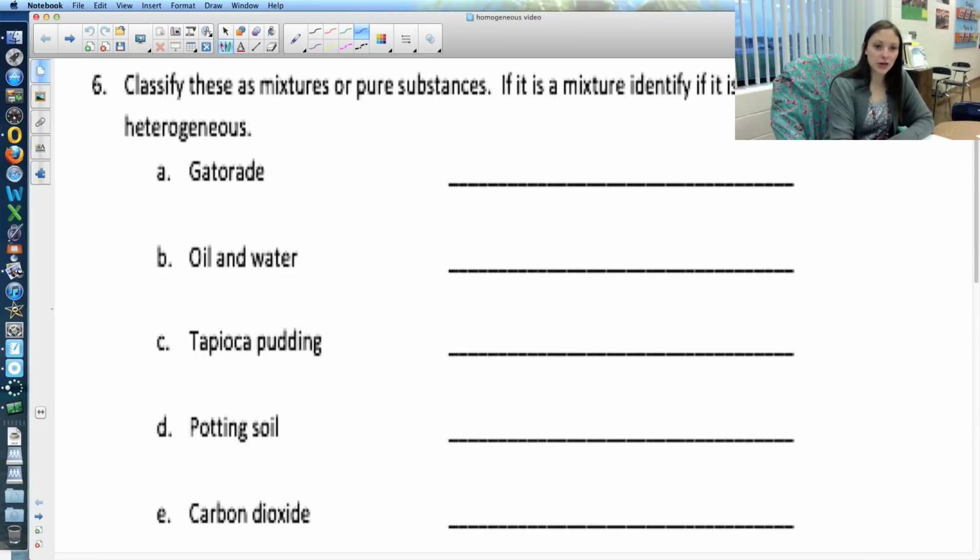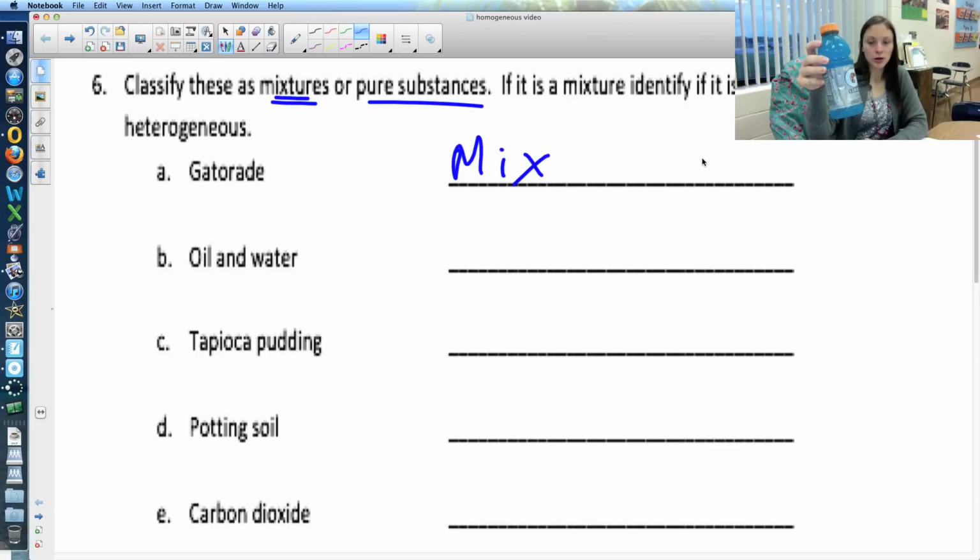So the first one off is Gatorade. Okay, now you got to ask yourself, is that one thing, which would be a pure substance, or is it many things, which is a mixture? Well, Gatorade is a combination of lots of things. It's got sugar, water, the flavoring, all kinds of electrolytes and things in it. So that is definitely a mixture. And the question is it a homogeneous mixture or a heterogeneous mixture? Well, Gatorade, for example, this is my Gatorade for this morning. So I cannot pick out the little bitty parts in my Gatorade. So that would mean that it is a homogeneous mixture.